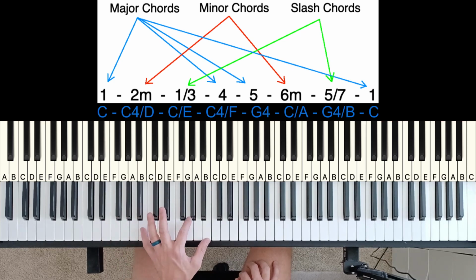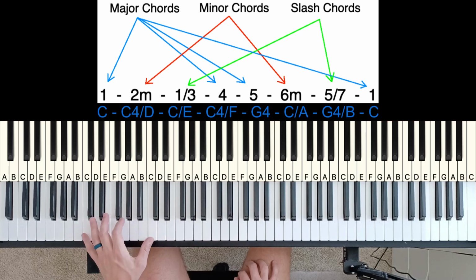And then same thing with your 5 over 7, it's a G over B, so you're playing the G over the B. But every other chord other than that 1 over 3 and 5 over 7 is the 5th note of the chord that you're going into.